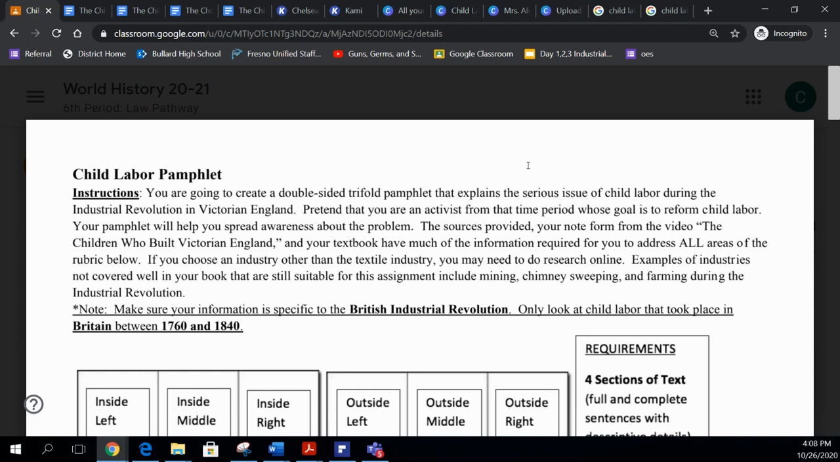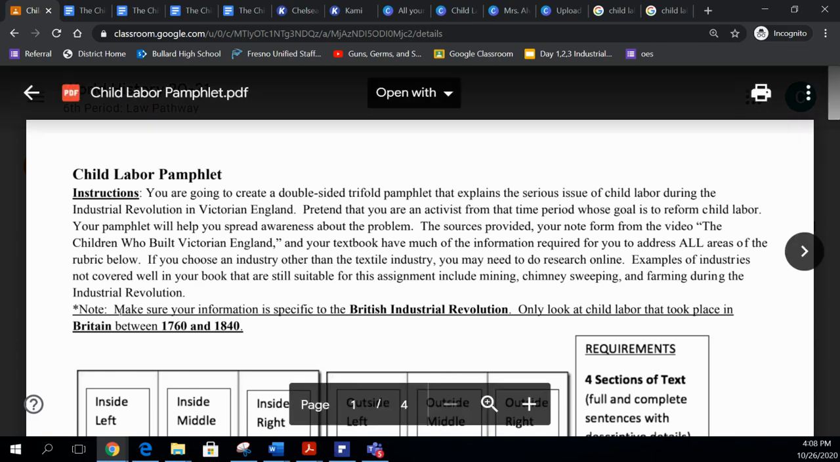So you can choose any industry for your child to work in that you are familiar with. It could be the textile industry, mining, chimney sweep, or farming, which we know is the majority of child laborers. Just know that we have a lot more information about the textile industry, and most of the resources I provided are about the textile industry. So if you decide to go another way, and you're much more interested in chimney sweep or mining or farming, that's fine. You're just going to need to do a little bit of research outside of the resources I provided. If you're venturing out into the internet, this is really important.